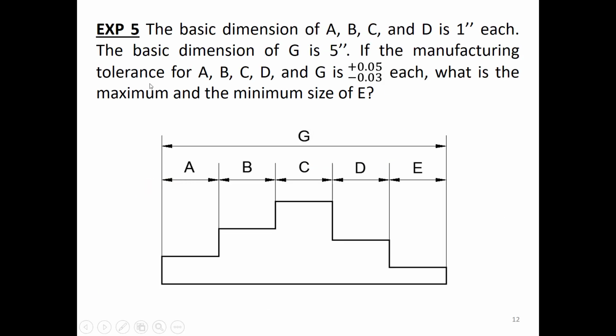In the last example, it says the basic dimension of A, B, C, D is 1 inch each, and the basic dimension of G is 5 inch. And the manufacturing tolerance for A, B, C, D and G are all from minus 0.03 up to plus 0.05. It asks what's the maximum and the minimum size of segment E.